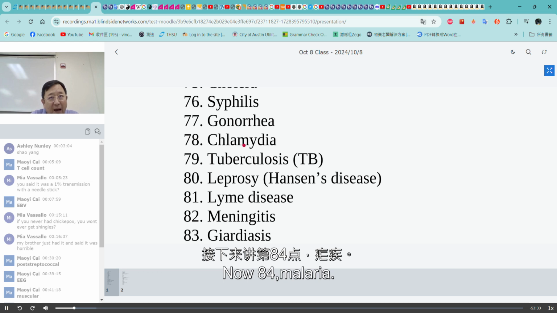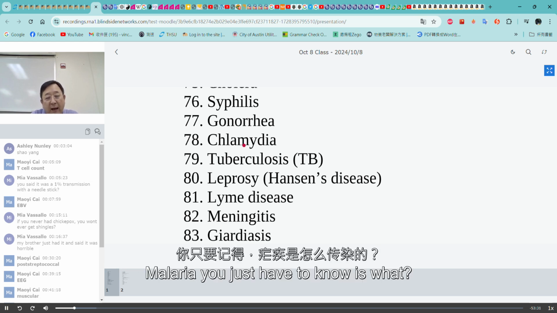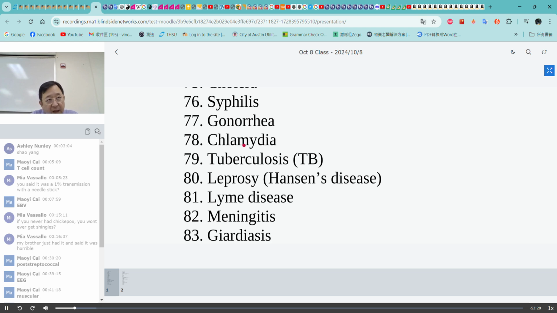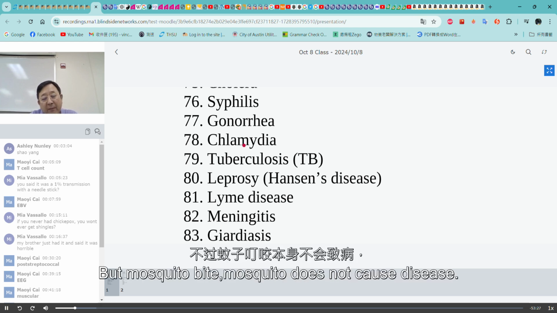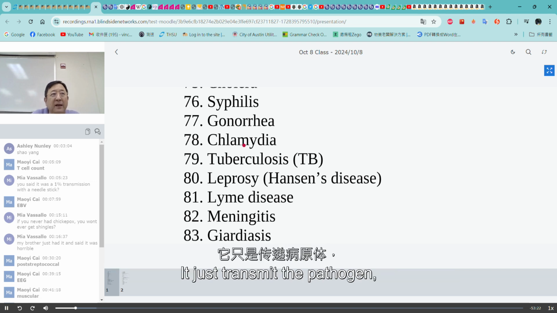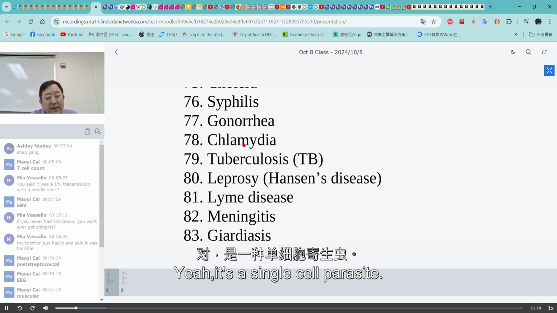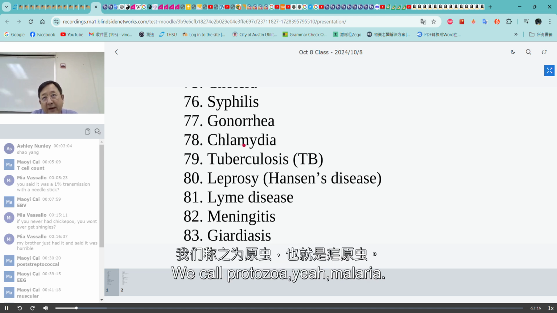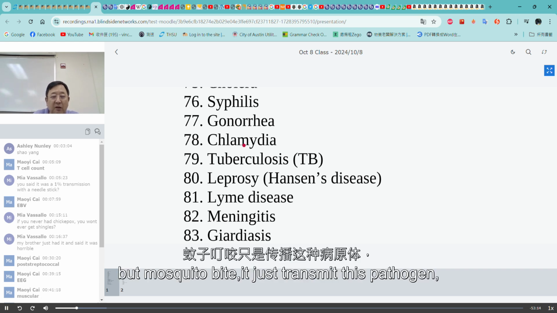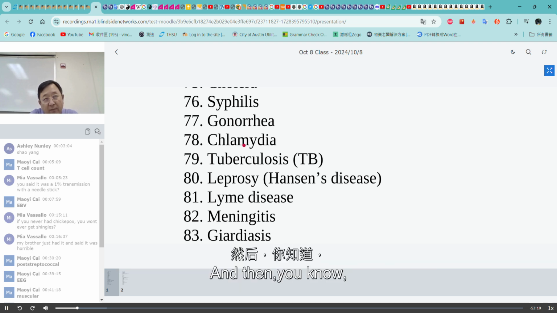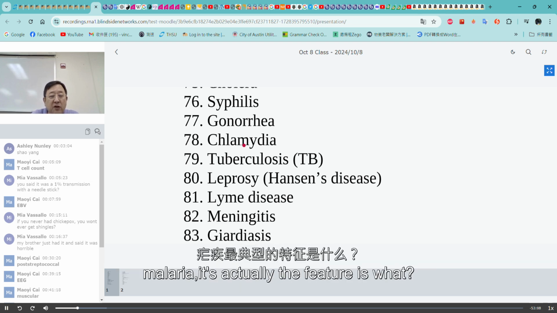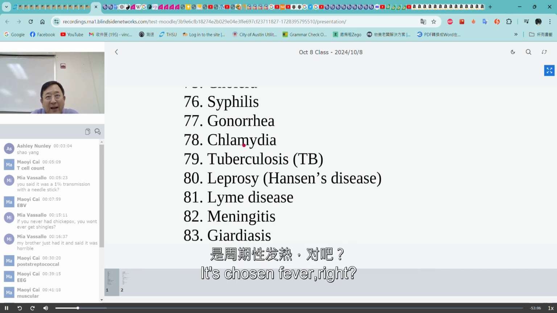Now, 84, malaria. Malaria, you just have to know is what? Is from the mosquito bite. Yeah, but mosquito does not cause disease. It just transmits the pathogen, which is also a parasite. Yeah, it's a single cell parasite we call protozoa. Yeah, malaria. Okay, but mosquito bite just transmits this pathogen. Okay, and then malaria, the feature is what? Chills and fever, right?